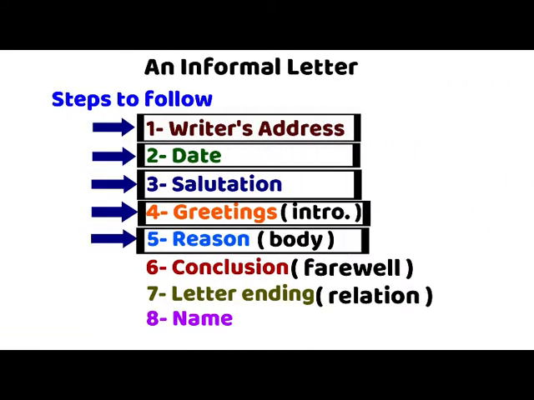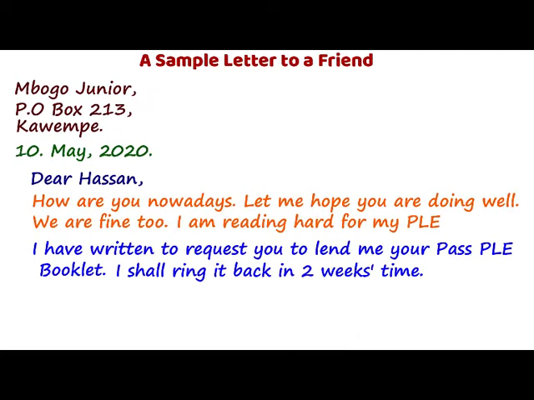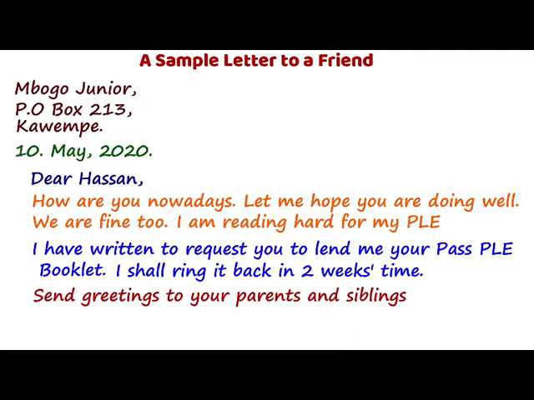The next part, we are going to the conclusion or the farewell. Here in the farewell or the conclusion, we talk about our feelings. We bid farewell. We send regards to the people we are writing to. So he says, send regards to your parents and siblings. Siblings are the young brothers and sisters of someone. So our conclusion is done.